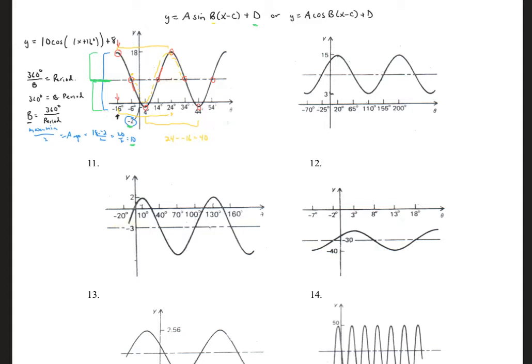So that's our actual period. So the B that we're looking for here is going to be the natural period, which is 360 degrees, divided by the actual period, which is 40 degrees, and that's going to be 9. And so that number B is going to go right here as a 9. So this is one possible correct answer for an equation that gives us this graph.